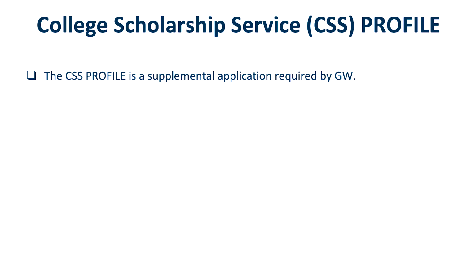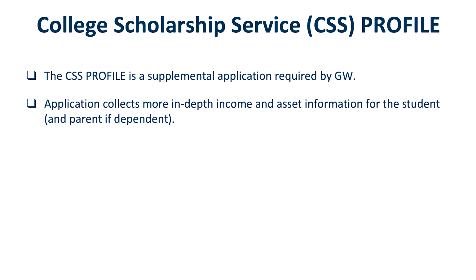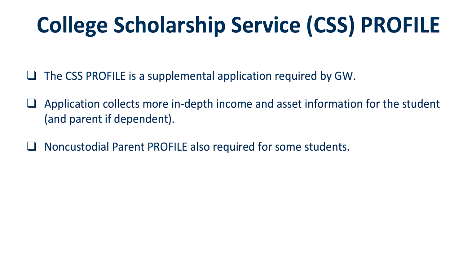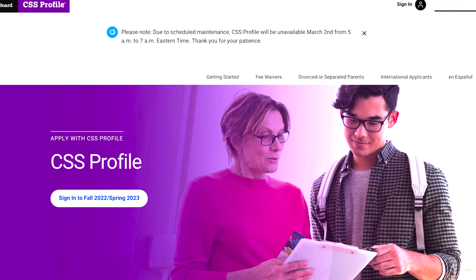College Scholarship Service is also known as the CSS Profile. This is a supplementary application required by private schools like GW, and it allows you to collect more in-depth information on things like income and assets for the student and the parent if dependent, and non-custodial parent information if your parents are separated or divorced. It requires all first-year undergraduate students to fill out the CSS Profile. Complete this online application within the description of this video.